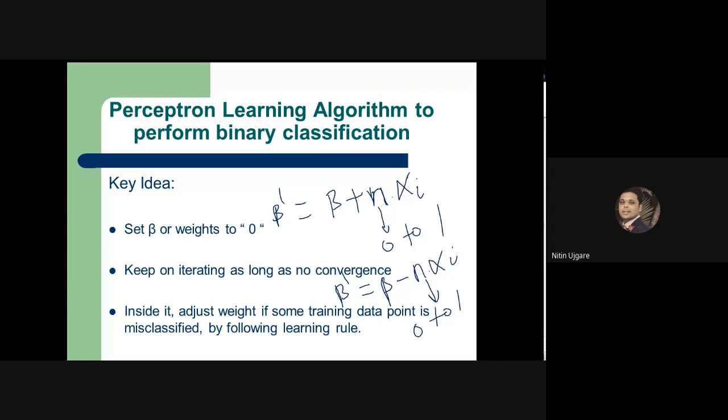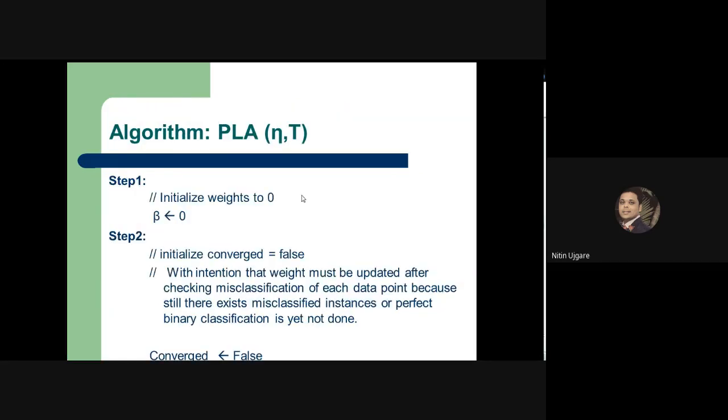So this learning rule is used for misclassification of a positive class instance, and this learning rule is used for the misclassification of a negative class instance. If misclassification of a negative class instance has happened, you have to use this learning rule, and for misclassification of a positive class instance, use this one. So that's it. Now we'll go to the algorithm, because the algorithm is very short.